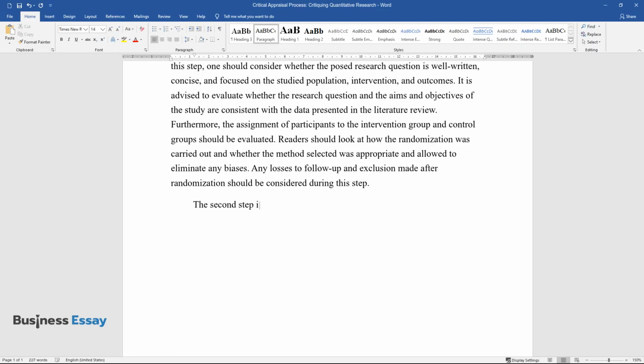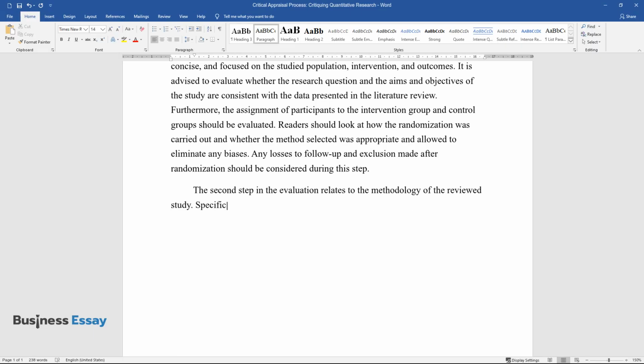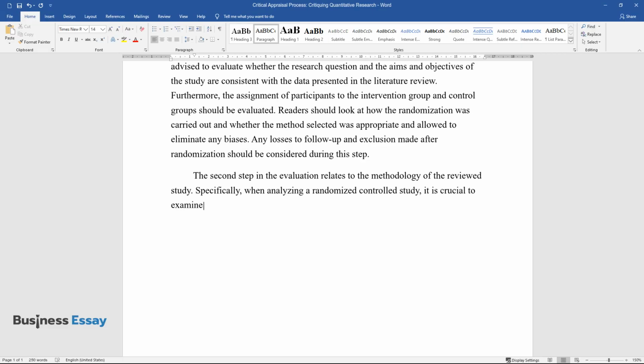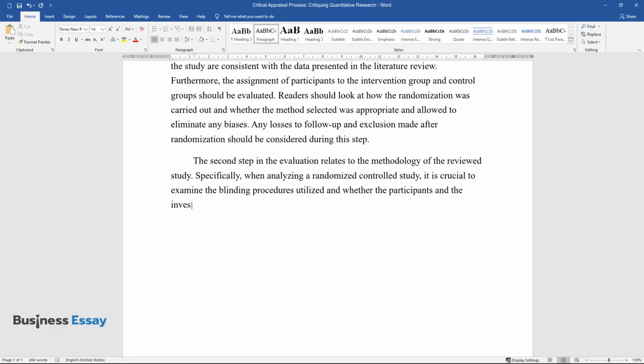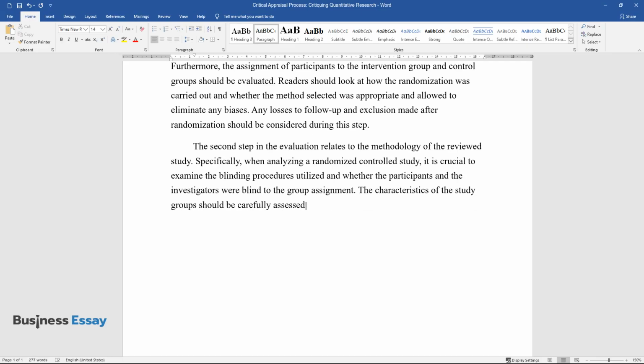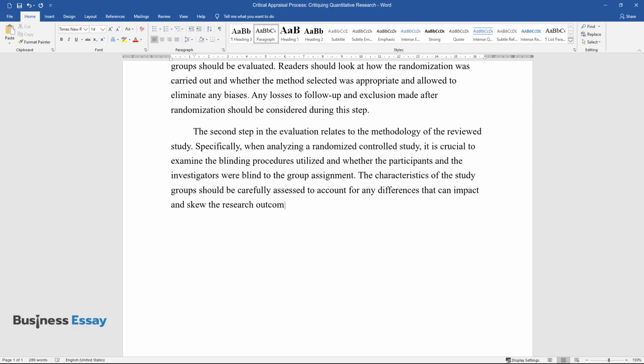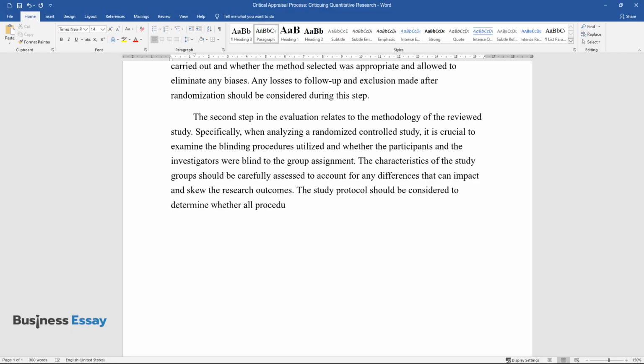The second step in the evaluation relates to the methodology of the reviewed study. Specifically, when analyzing a randomized controlled study, it is crucial to examine the blinding procedures utilized and whether the participants and the investigators were blind to the group assignment. The characteristics of the study groups should be carefully assessed to account for any differences that can impact and skew the research outcomes. The study protocol should be considered to determine whether all procedures and interventions were clearly defined.